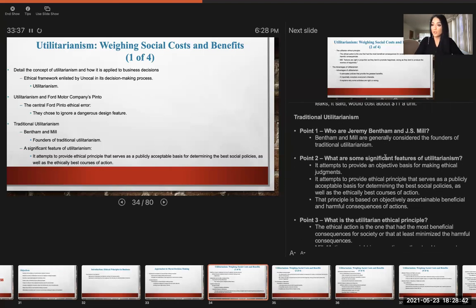So we look at traditional utilitarianism. Who are Jeremy Bentham and J.S. Mill? Bentham and Mill are generally considered the founders of traditional utilitarianism.